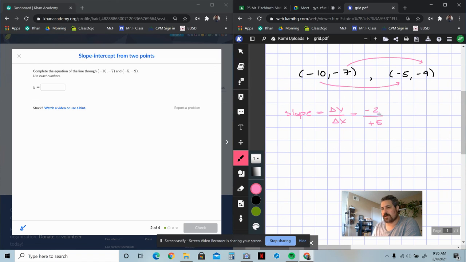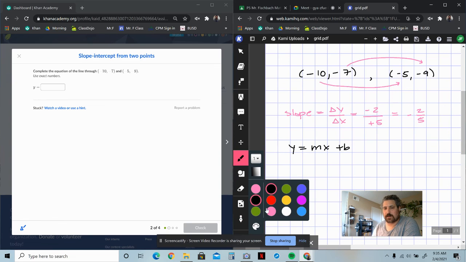So our slope is going to be negative 2 over positive 5, which is negative 2/5. Okay, so we know our multiplier is negative 2/5, or m in our y equals mx plus b. So now we have y equals mx plus b. We know that the multiplier is negative 2/5. So we can say this is the same as negative 2/5 times whatever x is, plus b must equal y. Now we have an ordered pair.